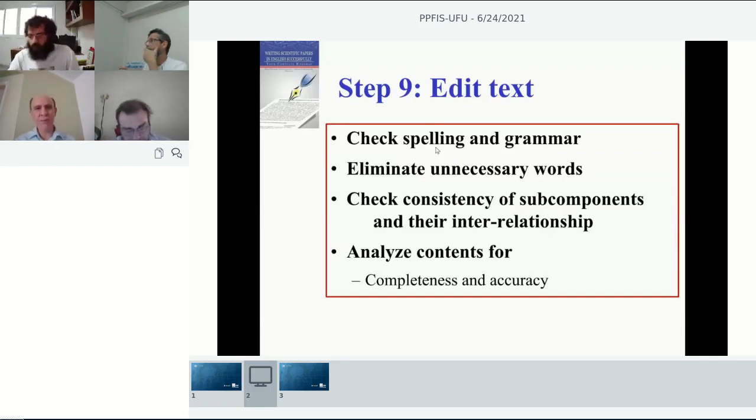Obviously, you have to check consistency of the subcomponents. Everything that I've been talking to you about is about text, the format, the way you say things. But as you are close to submitting your manuscript, you have to check the contents as well, whether it's complete and accurate. Now, let me summarize with a checklist before submission to your supervisor or to a journal.